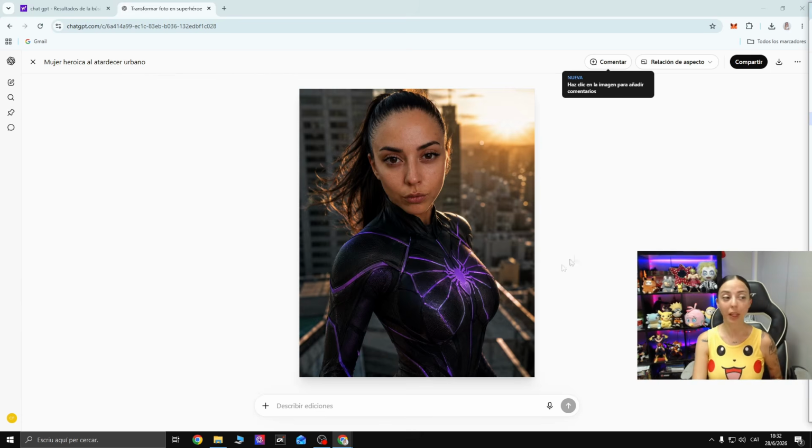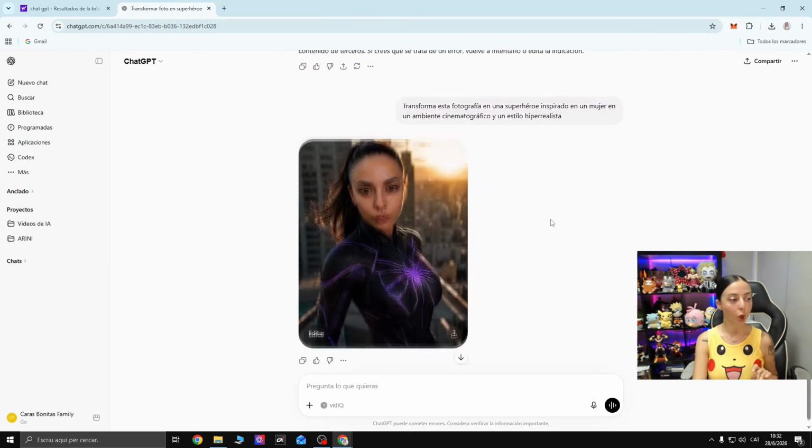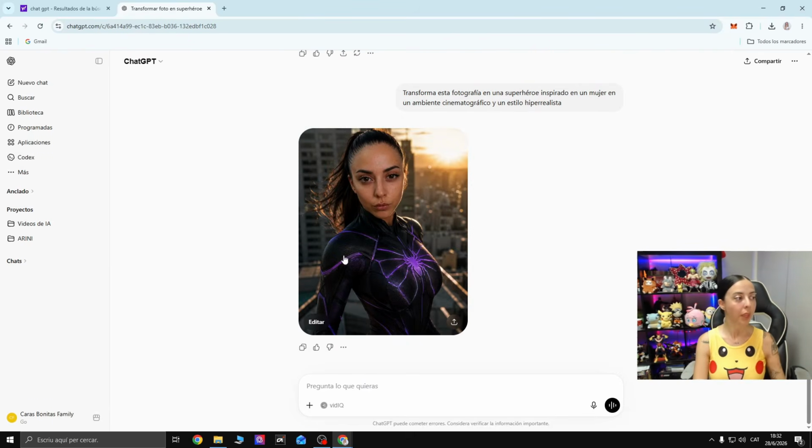So what did you think of this image? Personally, I think it's fantastic. In fact, I'm going to save both of them, because both this one and the other one, which I have a bit further up, I found really beautiful. Honestly, I'm sticking with the Spider-Man one. Which one do you prefer, the Toy Story one or this Spider-Man one?